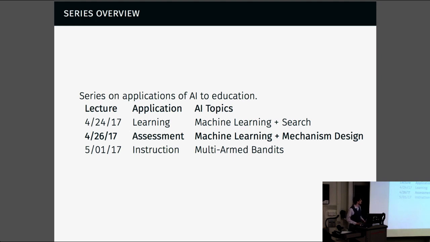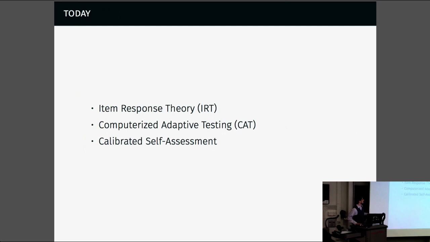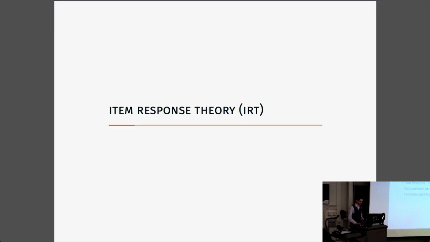So let's just dive in. As an overview of today, first we're going to talk about item response theory. Just as a show of hands, how many of you have seen or know what item response theory is? Nobody. OK, that's great. Then we're going to talk about an application of that, which is computerized adaptive testing. And finally, another application, which is a recent paper from last year, on calibrated self-assessment. So let's dive into item response theory.